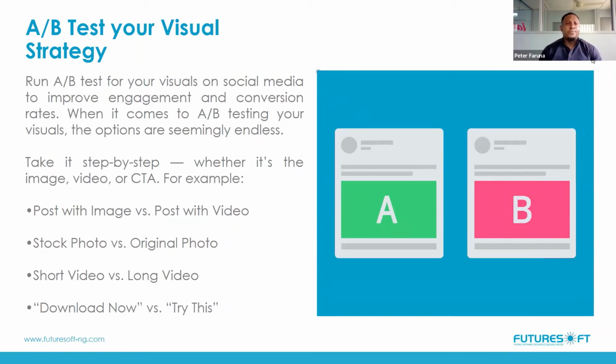When it comes to A/B testing your visuals, the options are similarly endless. So take it step by step, whether it's image, video, or CTA. For example, post with image versus post with video. So I'm going to create a particular content, and my content is speaking about signing up for a seminar, and one of the contents is an image, the other one is a video. So then you create two contents, post them out, possibly you run ads on them, and then you sit down and study the results that they've yielded so far. Then whichever one goes well for you, if it's A or if it's B, then you go with that, and that's your result.